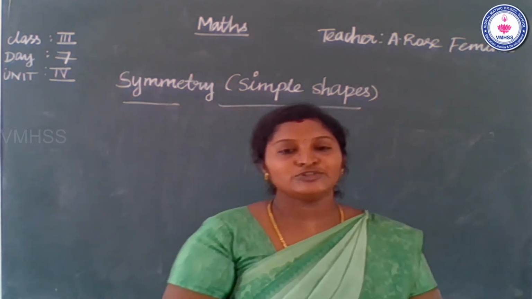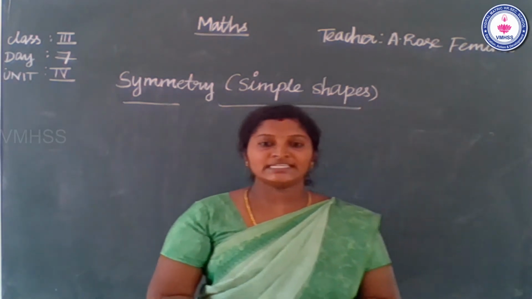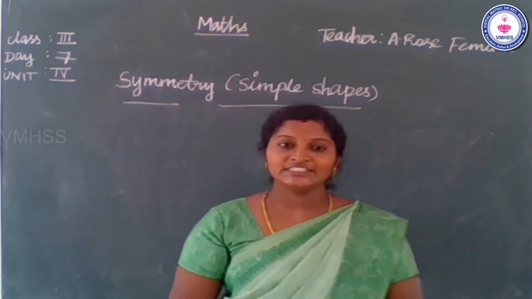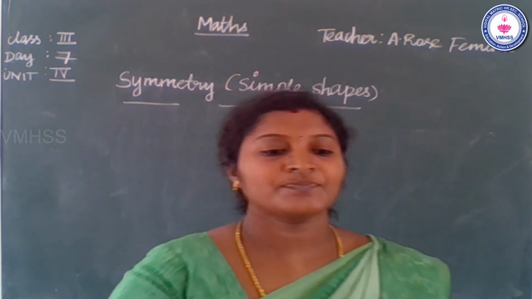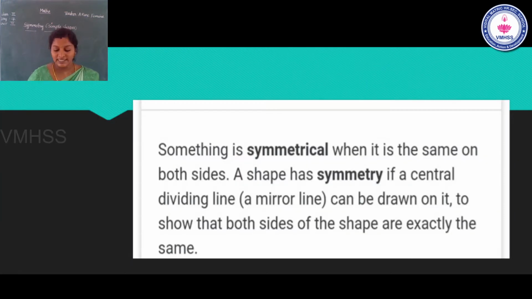Today we learn about symmetric simple shapes. Welcome to online maths class, students. What is meant by symmetry? First we recall symmetry, then we move to simple shapes. Something is symmetrical when it is the same on both sides.